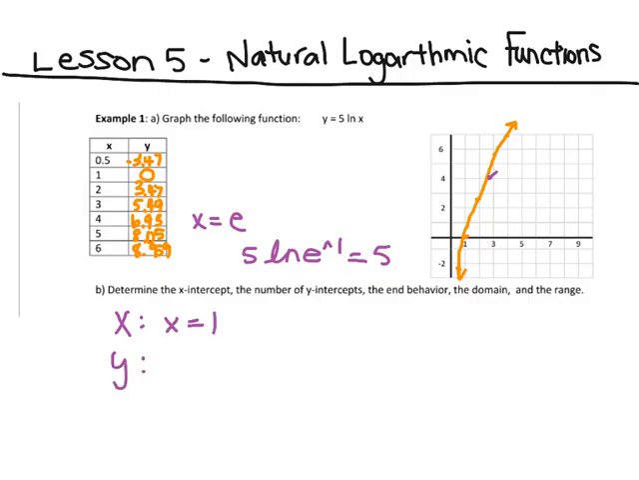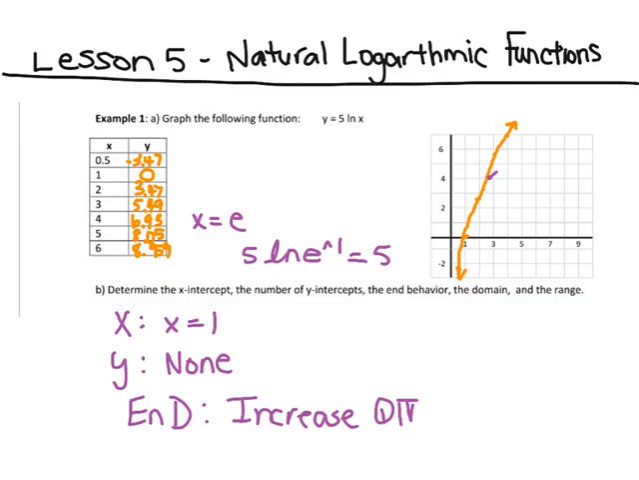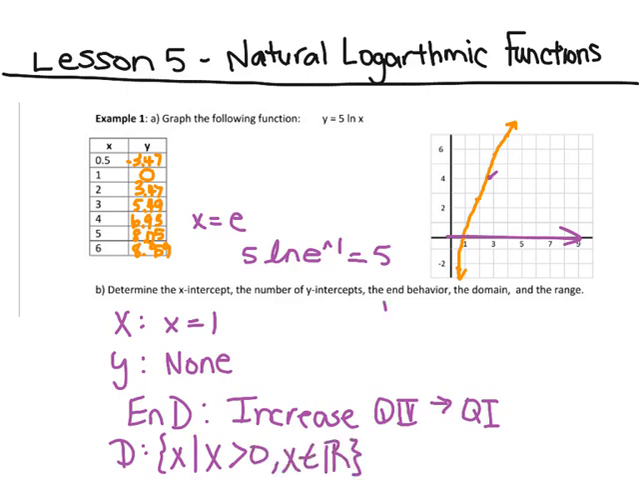So to determine the x-intercept, y-intercept, end behavior, domain, and range: our x-intercept is x equals 1. Our y-intercept is none. The end behavior, because it is increasing, goes from quadrant 4 to quadrant 1. The domain is x such that x has to be bigger than 0, for x an element of the real numbers. And the range is that y can be anything. So there's all the characteristics of that function.